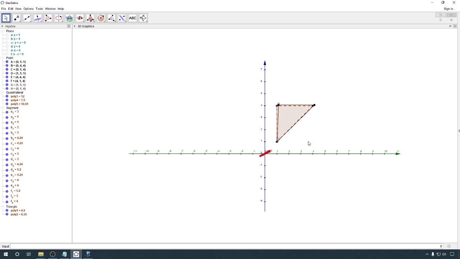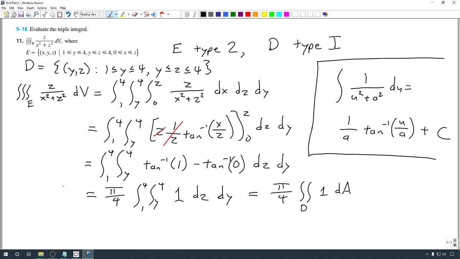What is the area of this triangle? Well, this is a right triangle, so that's pretty easy. We know it has a length over here of 3, so 4 minus 1 is 3. Over here we also have a length of 3, again 4 minus 1. So the area of that triangle is just half of 3 times 3, or 9/2. So actually, this is pi over 4 times that 9/2 area of the triangle. Or in other words, we have 9 pi over 8.